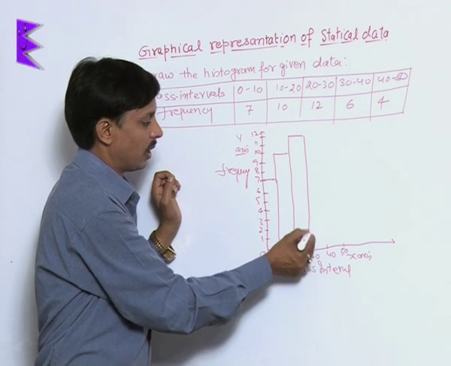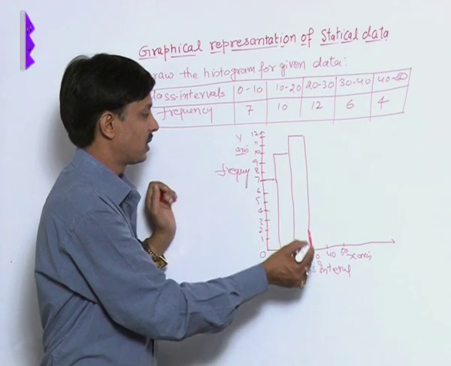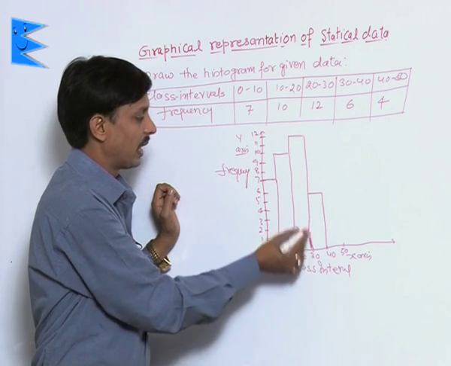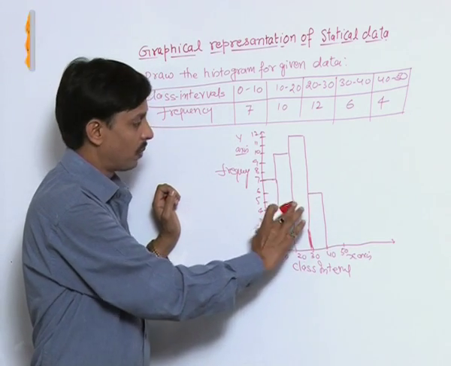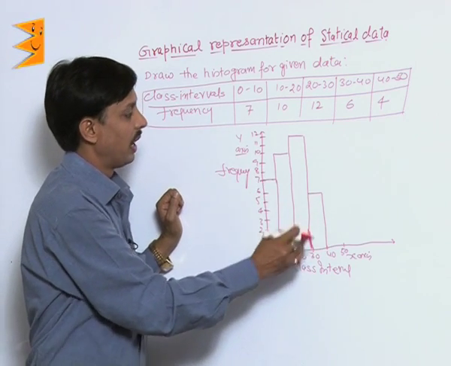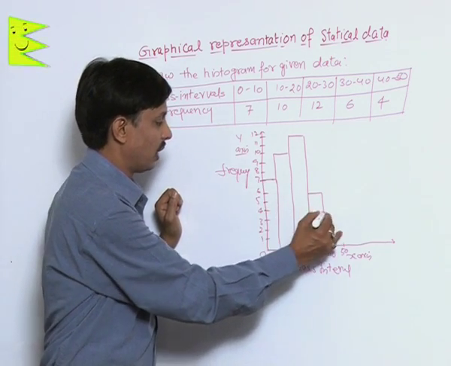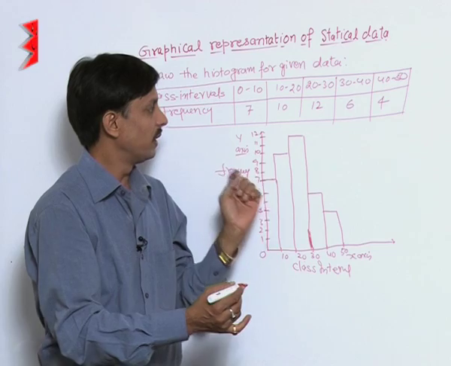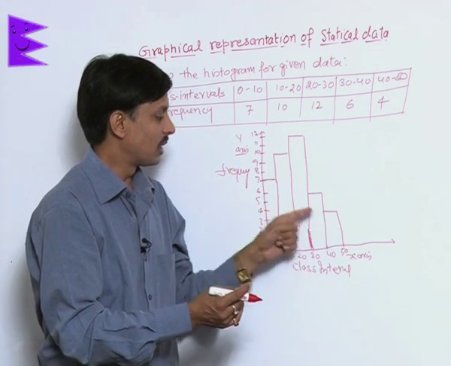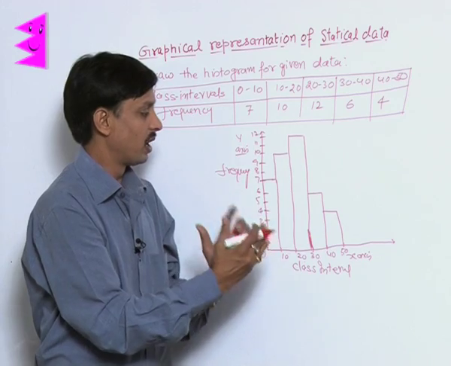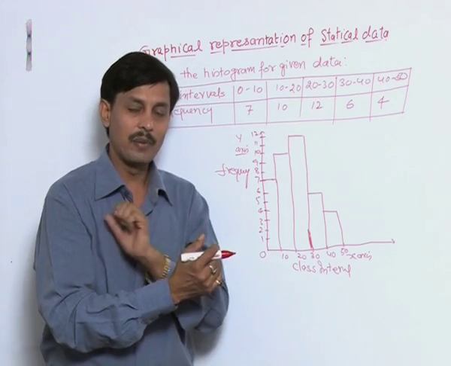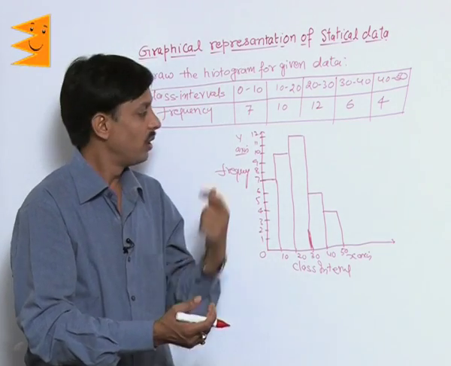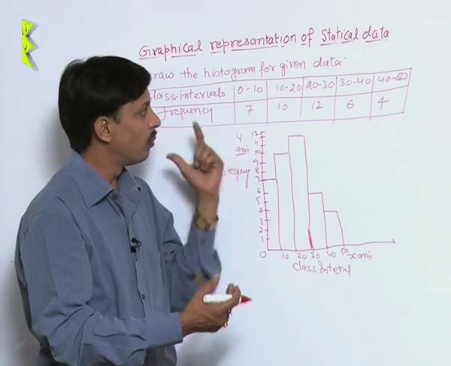This is 30. Now for 30 to 40 it is 6, so the height of the bar will be here, that is 6. You can see everywhere that one boundary of two adjacent bars is common. And next, 40 to 50 reaches a height of 4 because the frequency given is 4. These are the bars. But in this figure all bars are closed, with no gap, which is why this is known as the histogram.